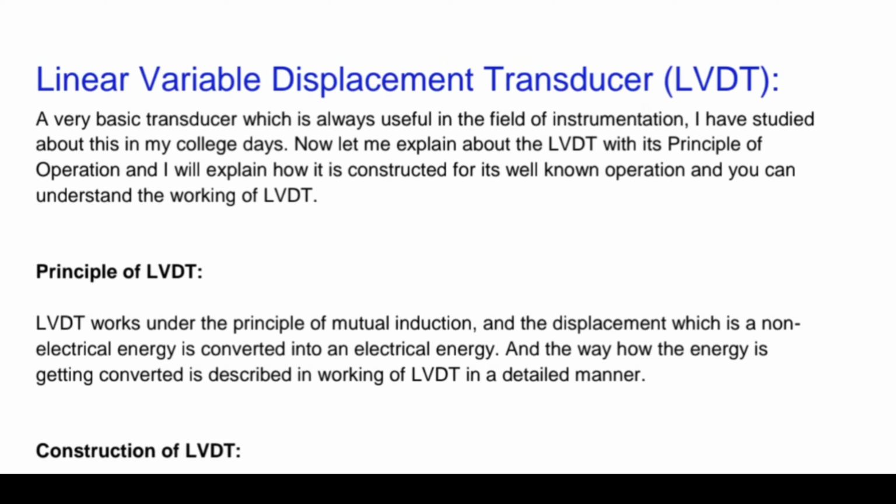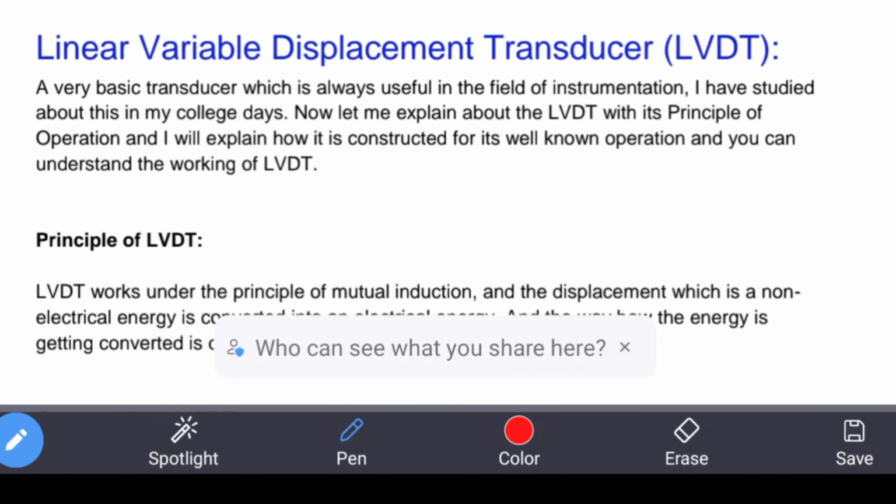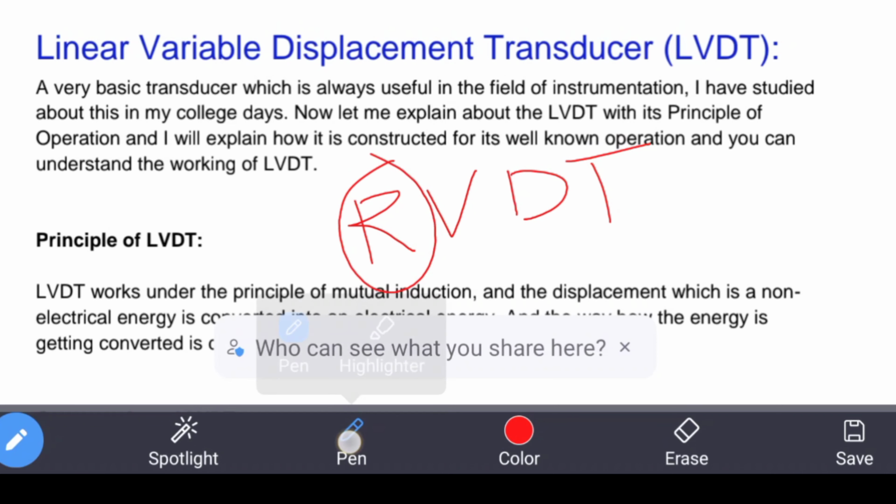Let us go for the theory about the linear variable differential transformer. It works on the principle of mutual induction. Because a transformer works on mutual inductance, the LVDT also works on mutual induction. There is another device, the RVDT. It is not linear, it is rotary. R stands for rotary.